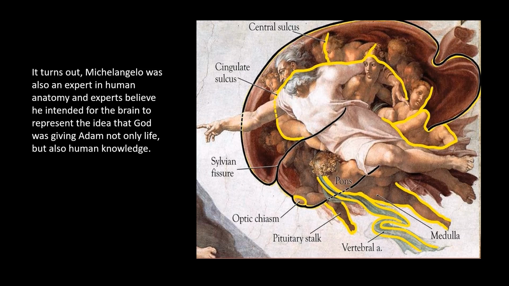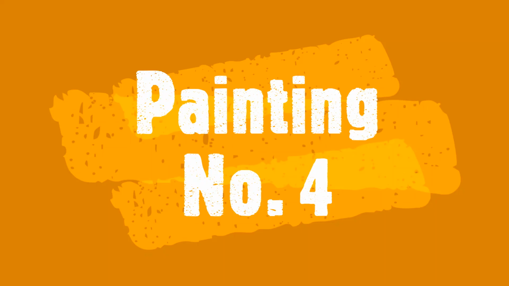It turns out that Michelangelo was also an expert in human anatomy, and experts believe he intended for the brain to represent the idea that God was giving Adam not only life, but also human knowledge.